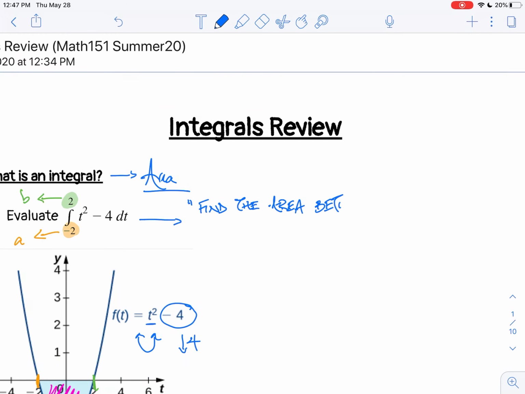between the curve and the x-axis from t equals -2 to t equals +2. Okay, that's what we're trying to find.